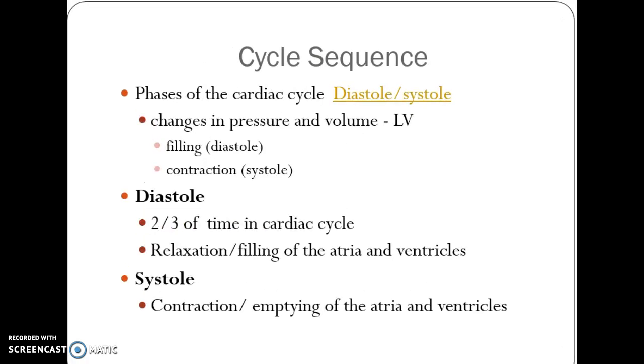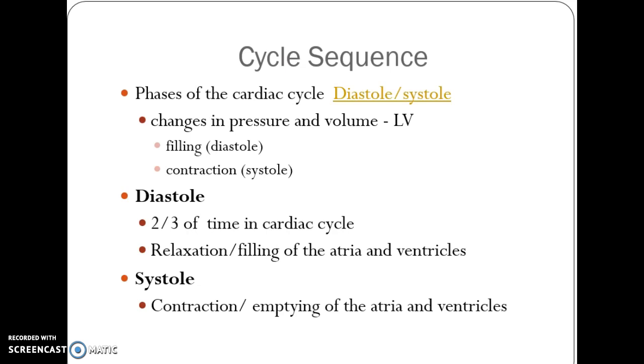Okay, so let's talk about the cardiac cycle, diastole and systole. The phases of the cardiac cycle are described in relation to how the pressure in the heart changes, especially the pressure in the volume in the left ventricle. During filling, which is diastole, that's when the heart's relaxing. So that's a balloon just laying flat ready for you to put the air into it. And then contraction is obviously when the heart contracts, and it's like you letting the air out of a balloon.